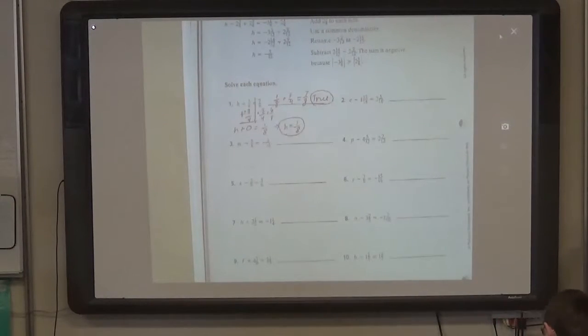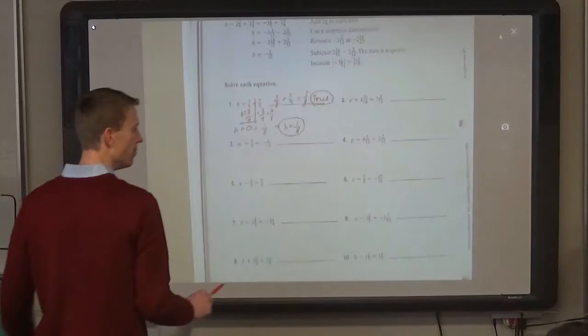What are you missing? The identity property. H plus 0. You're missing one. Like this. You're missing the work. Use a pencil.